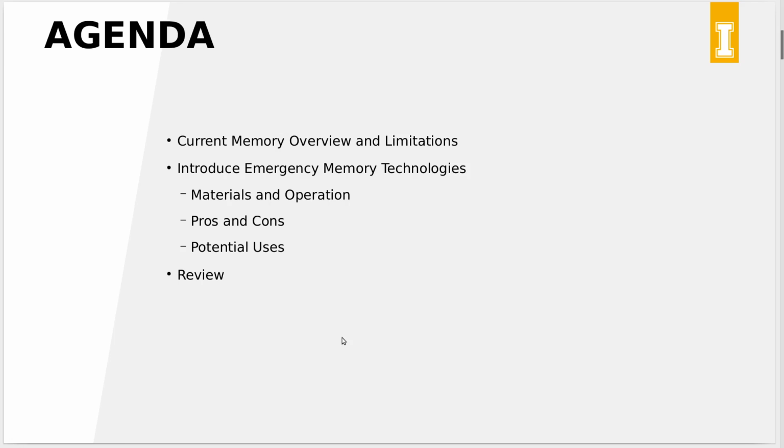We're going to take a look at three different emerging memory technologies or classes of emerging memory technologies with the various materials and operation used, the pros and cons of the various technologies, and potential uses that these technologies could fit into in order to improve computing in the future. And then we're going to close with a review of the technologies in order to help understand.